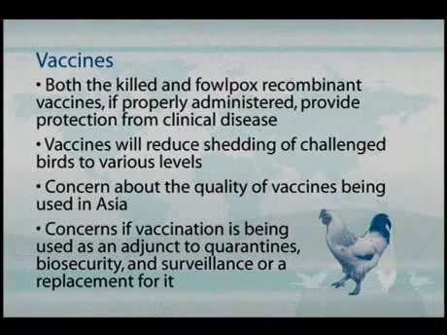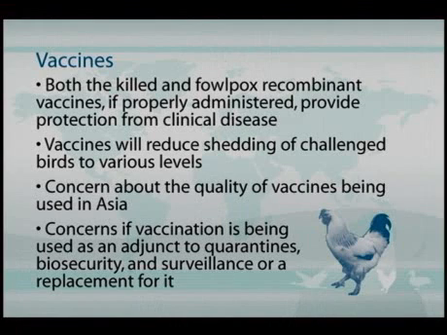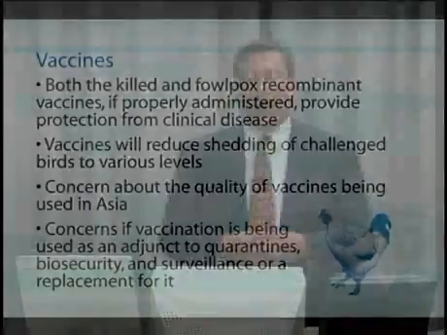Now, what vaccines do we have available? We have really only 2 types of vaccines that are available. We have a killed oil adjuvanted vaccine, and then we have a fowlpox recombinant vaccine. Again, both have their advantages and disadvantages, but if properly administered, they can provide good protection from clinical disease and reduction in virus shedding.